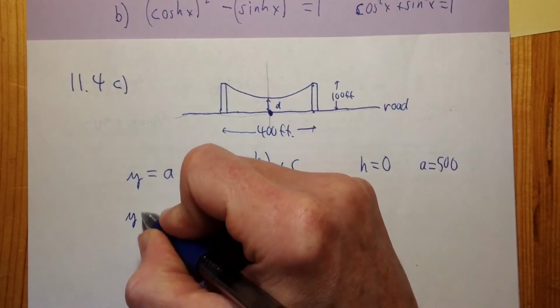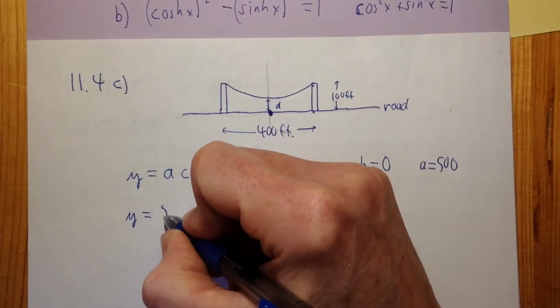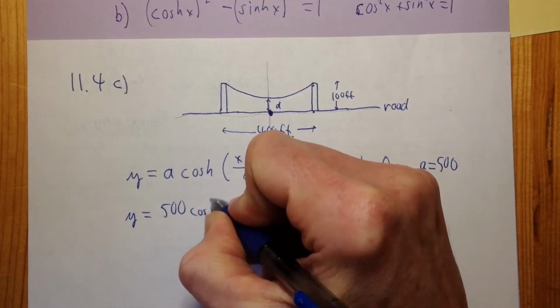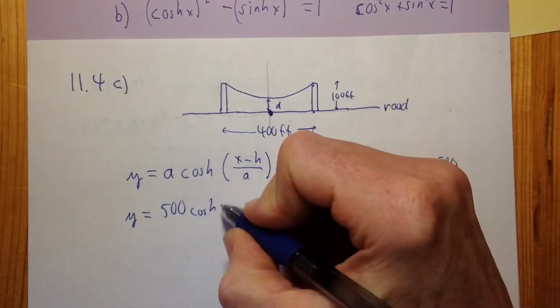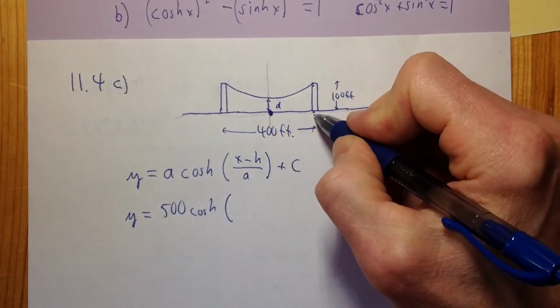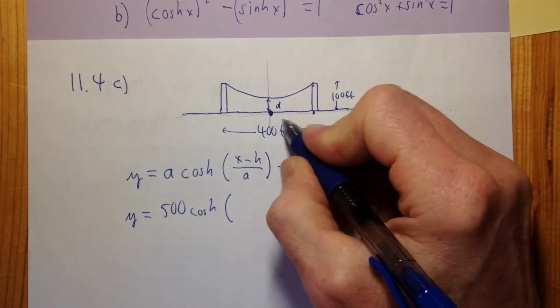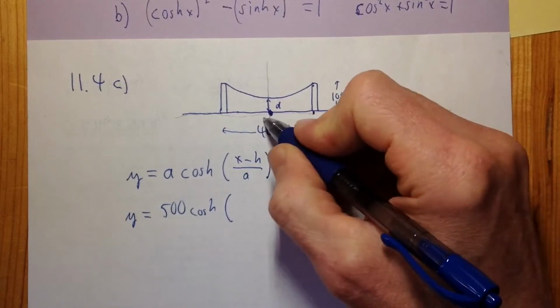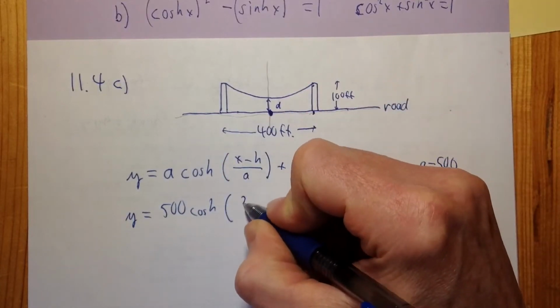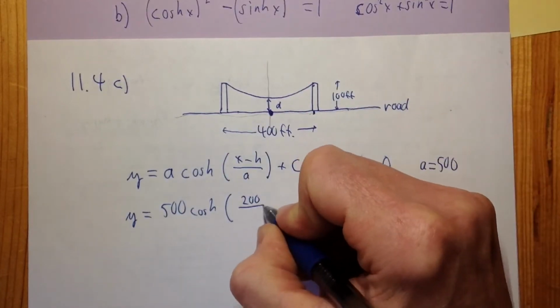So here's our formula. So y is equal to a, which is 500, cosh, and remember h is 0. So we're going to plug in x equals 200 right here. X equals 200, because it's 400 feet across, right? So this is 200 and that's 200. So x equals 200, and let's see, a is 500.